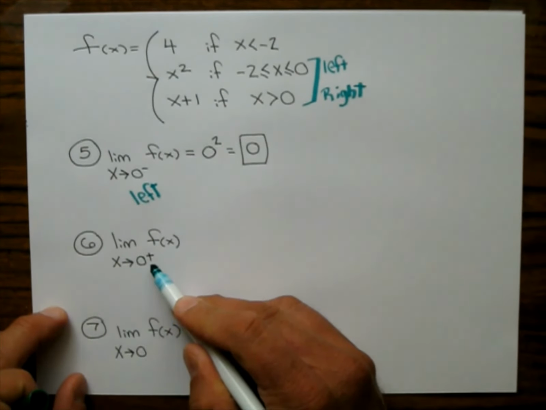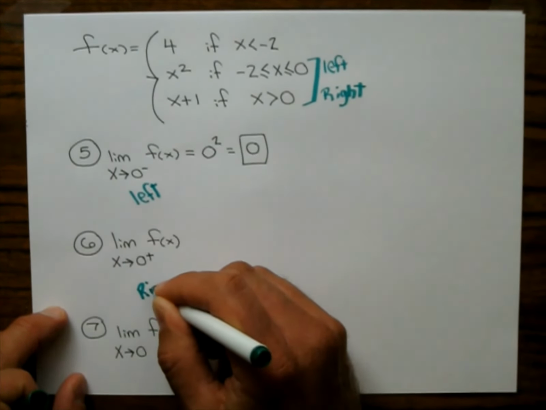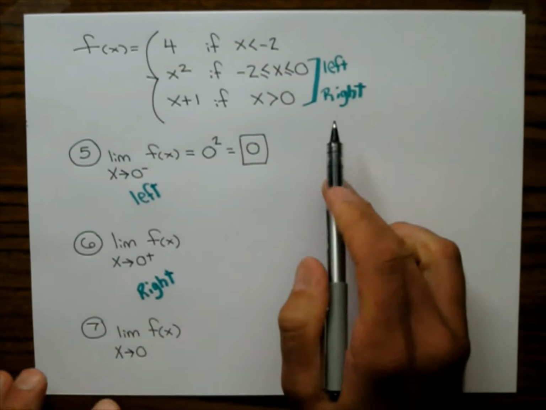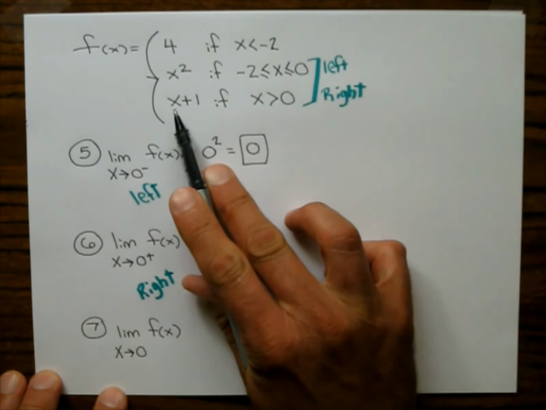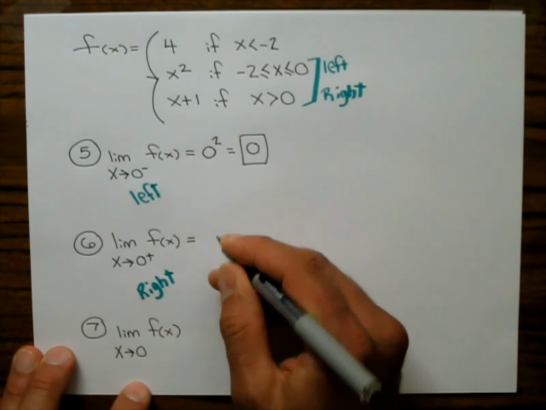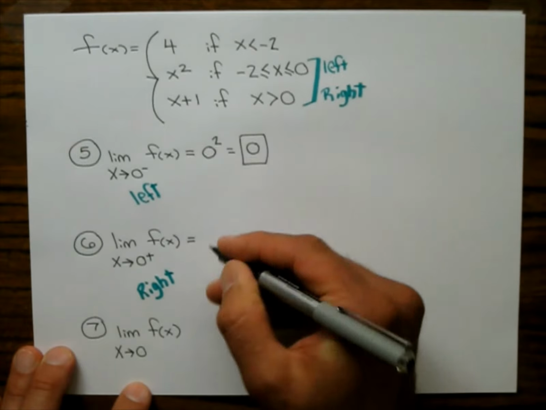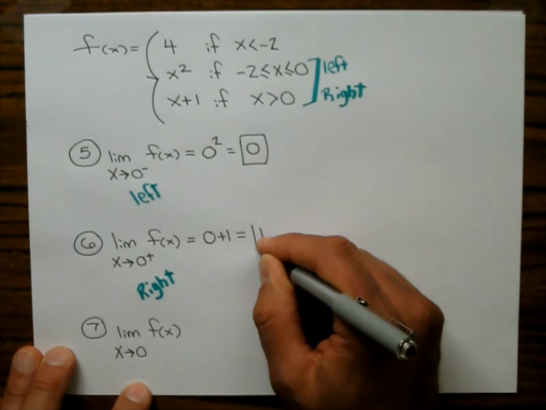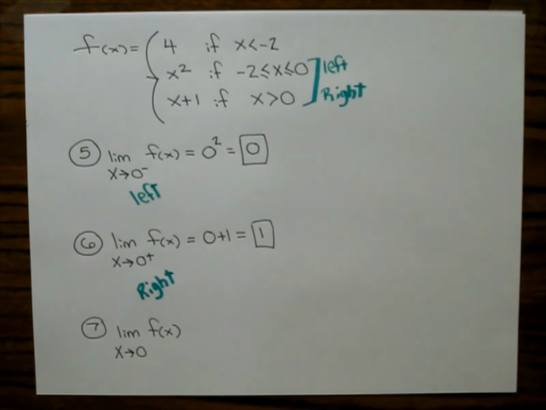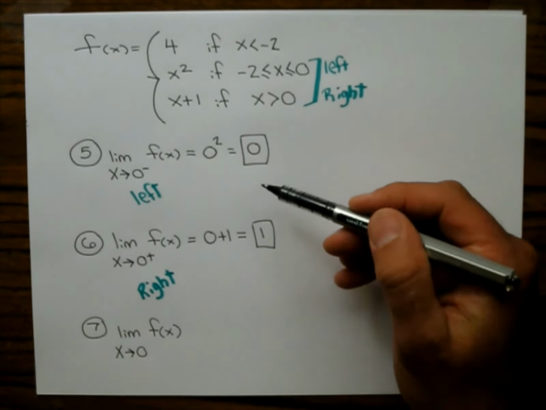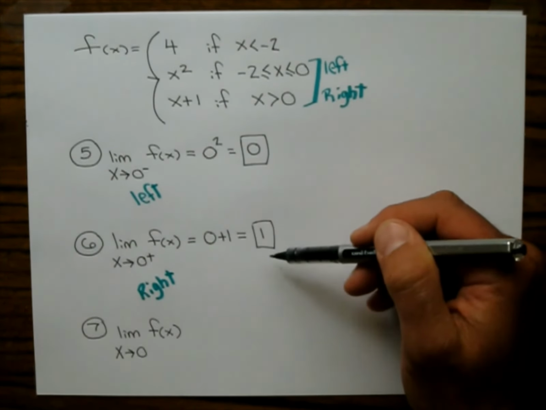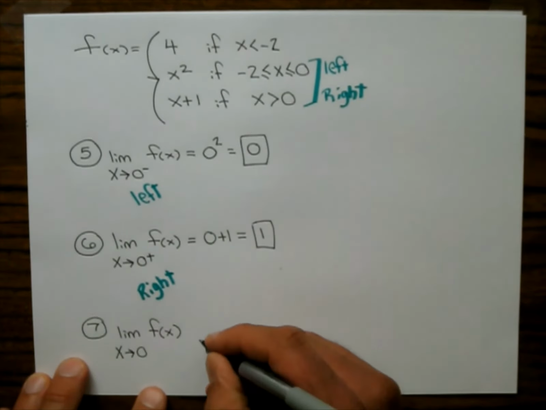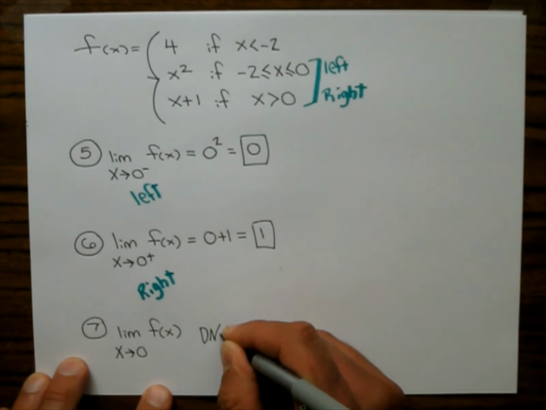And over here, because there's a plus there, that's approaching 0 from the right. And the right would be the bottom road here. So this would be 0 plus 1. Let's write that in there. So I'm still just plugging in 0. 0 plus 1, and that equals 1. Okay. Now look, the left-hand limit and the right-hand limit do not equal. So what are we going to say about the limit of f as x approaches 0? We're going to say this does not exist. DNE.